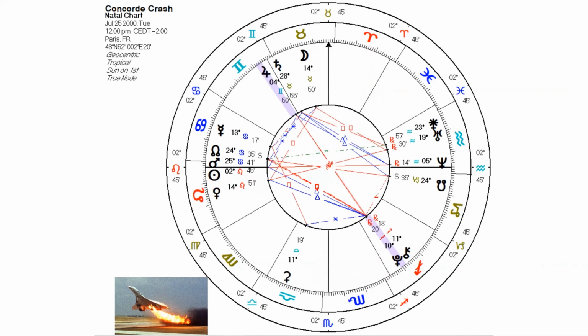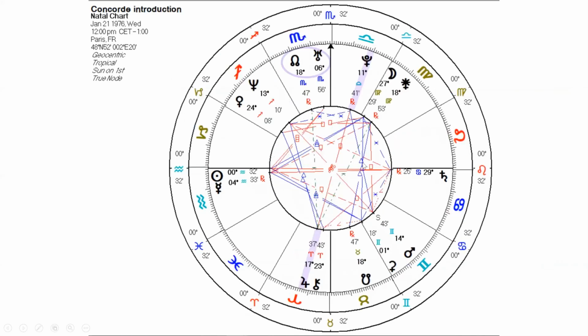The crash occurs when the Sun is at 2 degrees Leo, opposite the first flight Sun.